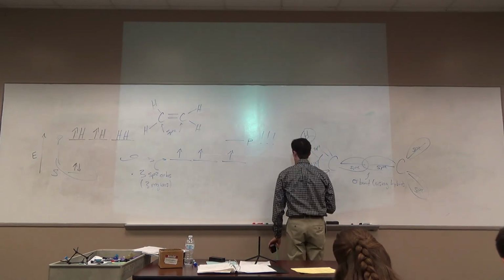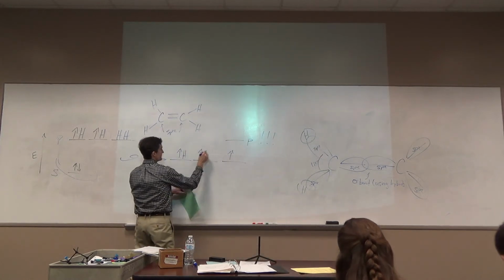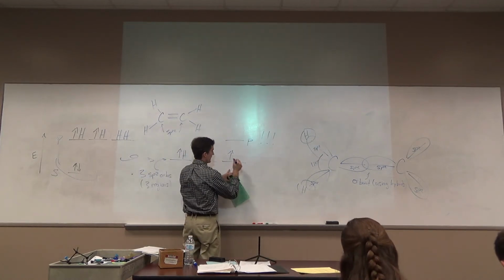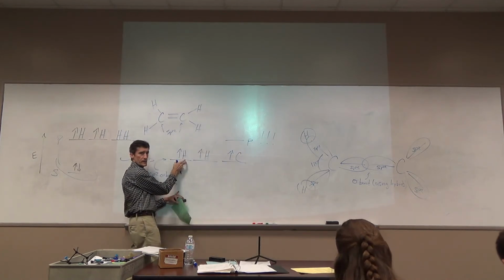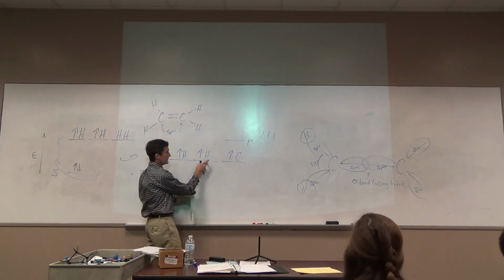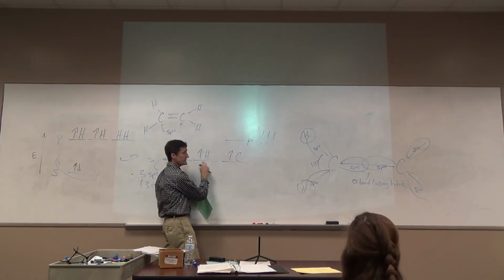What's left over on this carbon? Because the three hybrids are there, and we made a bond to H, and a bond to what? Carbon. Again, these are electrons. One electron from H made a bond to the other electron. One electron from H, one electron from carbon. These are three sigma bonds.